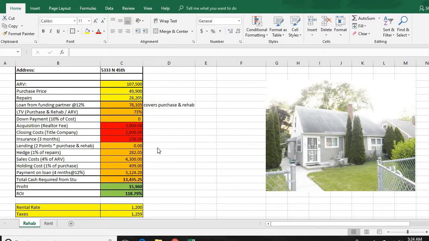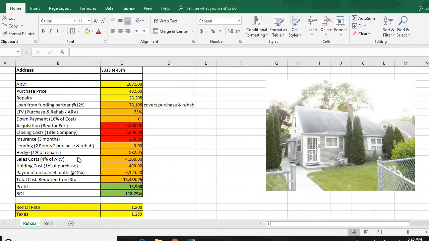Lending, sometimes you're going to have to pay points if you're going to get hard money loans. We're using private money, so we're not having to pay points at all, but we would add that in there. And we always add in a hedge. That's 1% of the repairs, just in case, just a little bit extra buffer. If you need to add some stuff to the rehab that you didn't initially catch, and so we add a little bit there for buffer.